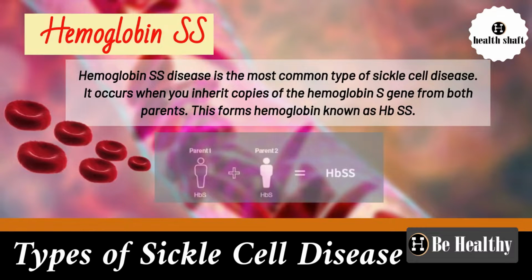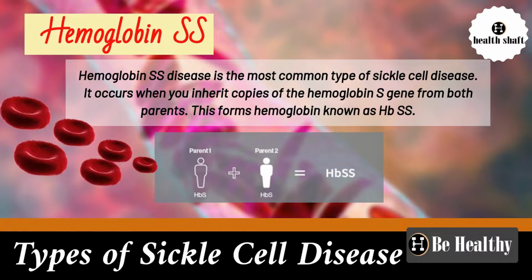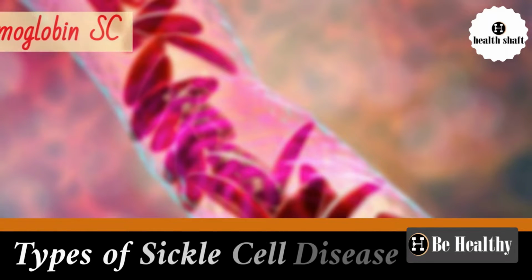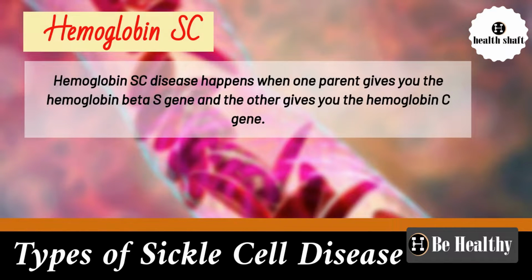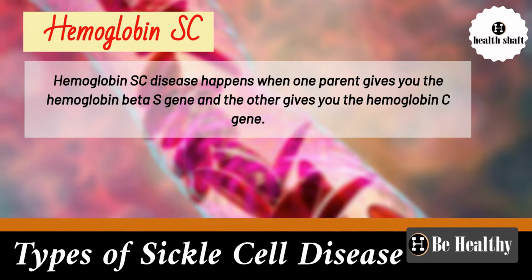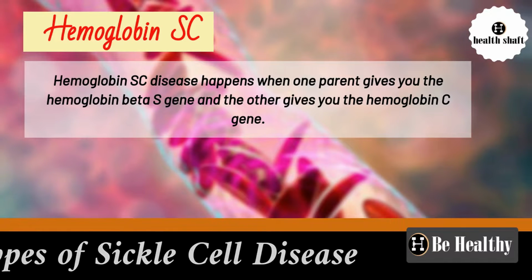First, Hemoglobin SS Disease. This is the most common type of sickle cell disease. It occurs when you inherit copies of the hemoglobin S gene from both parents. This forms hemoglobin known as HbSS. Second, Hemoglobin SC Disease. This type of disease happens when one parent gives you the hemoglobin beta S gene and the other gives you the hemoglobin C gene.